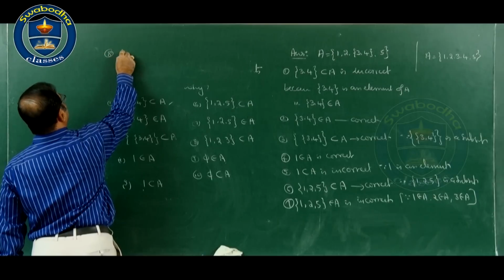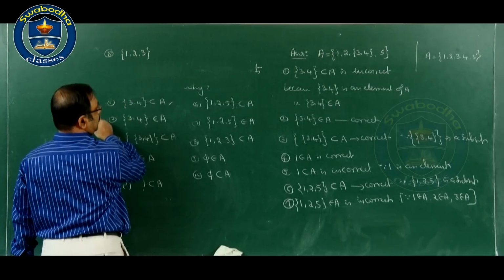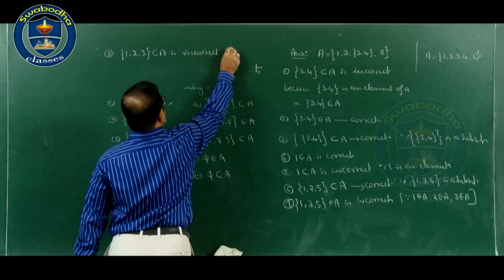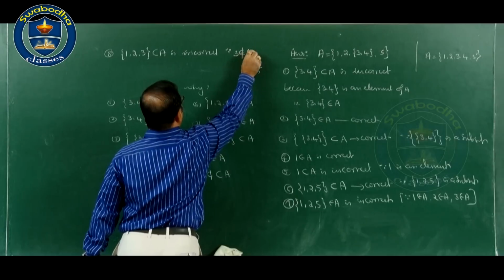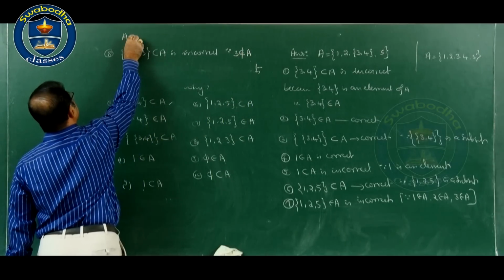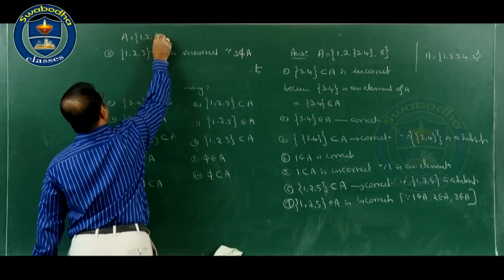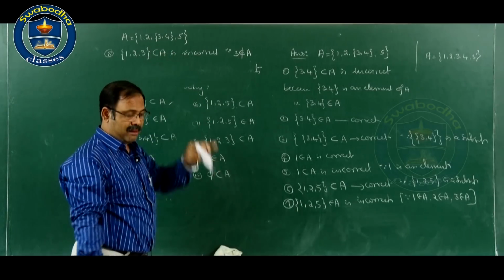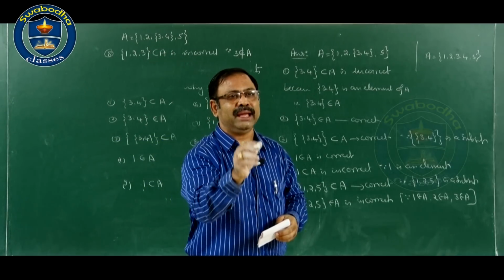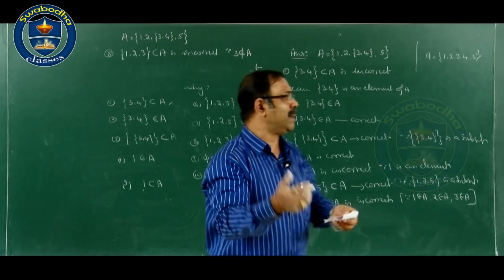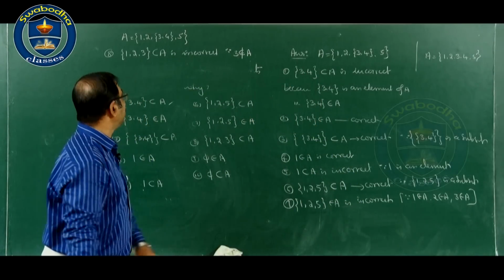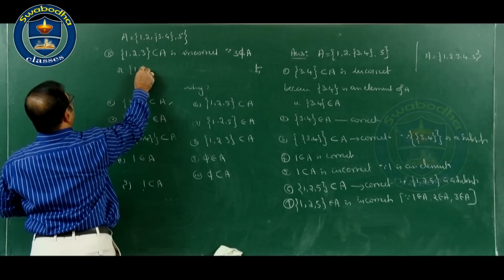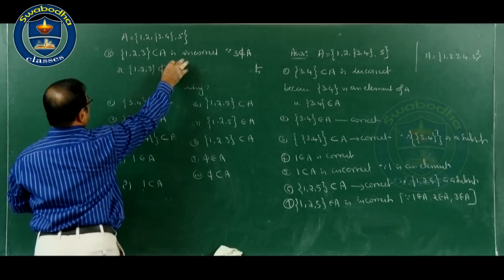Then the eighth one, {1, 2, 3} subset of A, is incorrect. Why? Because 3 does not belong to A. What is set A? Set A is actually {1, 2, {3, 4}, 5}. Here I have not given 3 separately as an element. I have not given that element 3. So 3 is not belonging to A. Hence {1, 2, 3} cannot be a subset of A. That is incorrect. Or we can write {1, 2, 3} is not a subset of A.